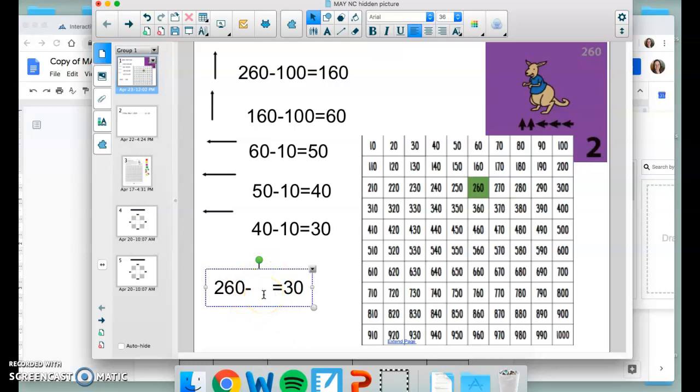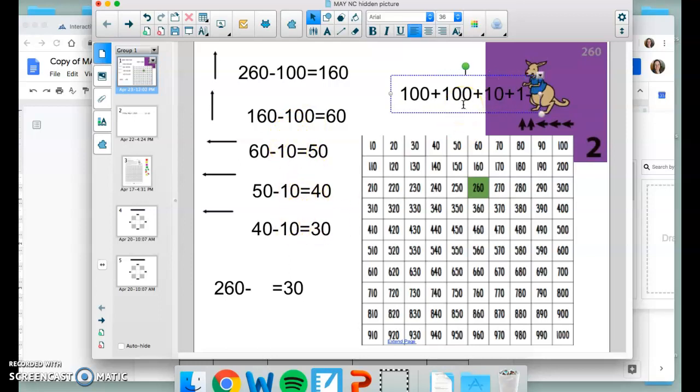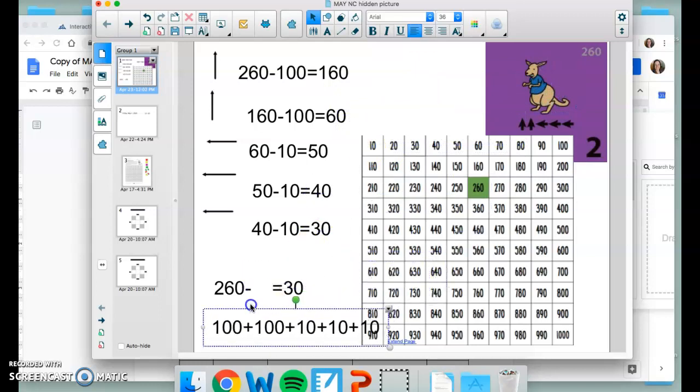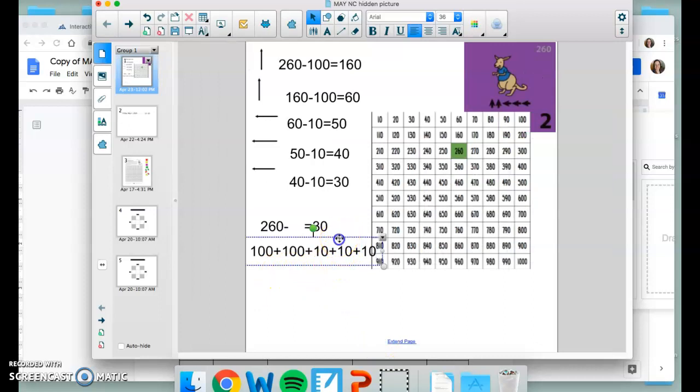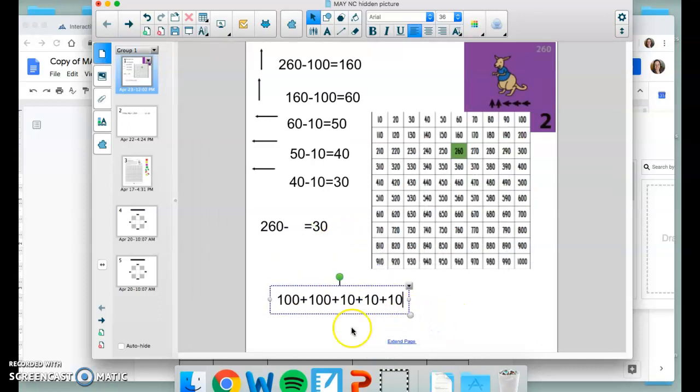And one of the ways we can do that is to add up all of the numbers that we took away from 260. So I see a 100 up here, and we're going to add these together. I see another 100, and then I see 3 10s. 10 plus 10, plus 10. Now I'll move that over here so we can see it a little bit better. So 100 plus 100 plus 10, that's perfect, plus 10 plus 10. What does that equal? Give you some time to think about that.